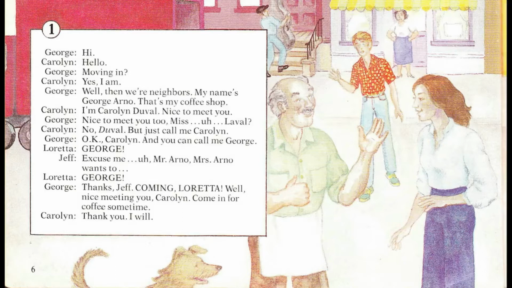Well, it is customary that people call each other by their first names, especially in America or even in Europe. Okay, Carolyn, you can call me George. And then Loretta, George's wife, is calling him from the coffee shop. We can see her in the picture. And then Jeff, a boy who works for them at the coffee shop, says, "Excuse me, Mr. Arno, Mrs. Arno wants to talk to you," or whatever, like this.